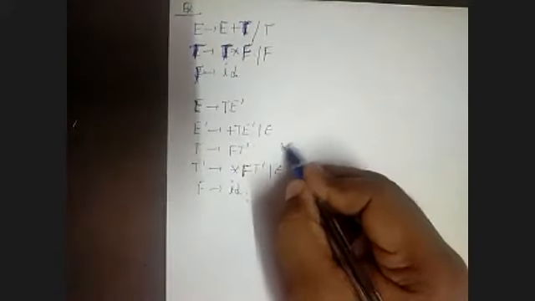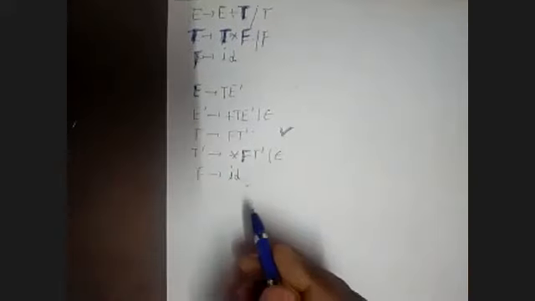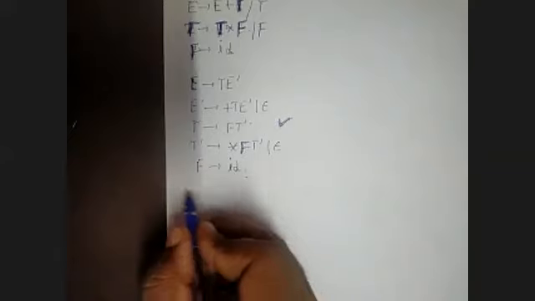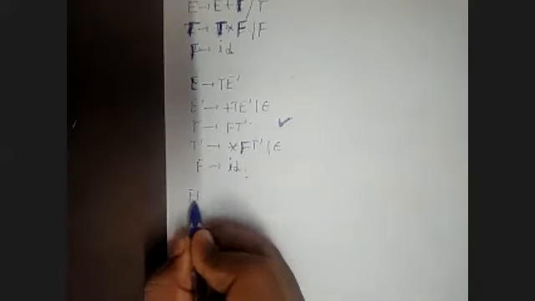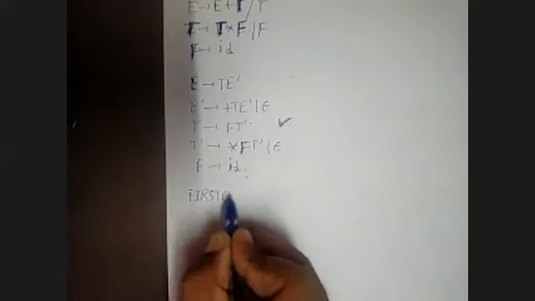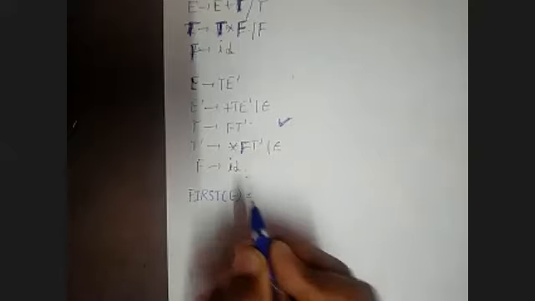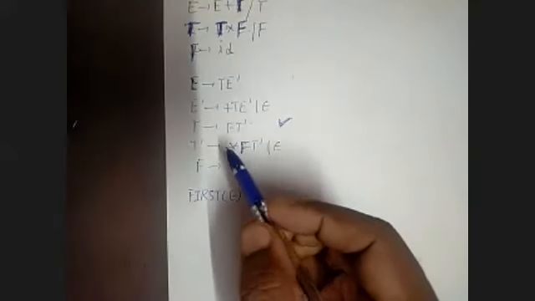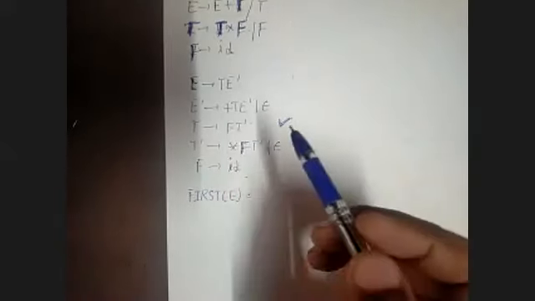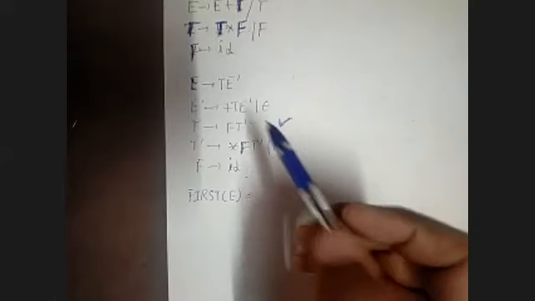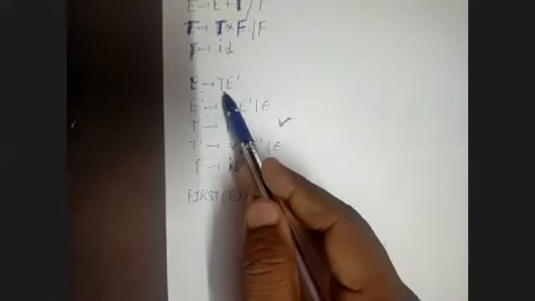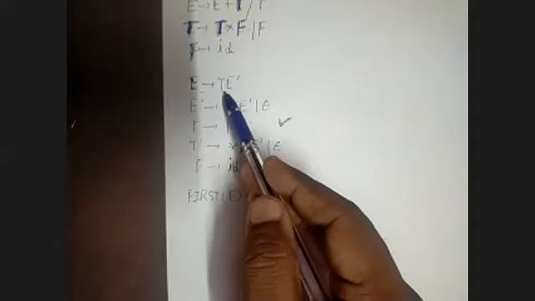Now this is the resultant production, so we find out the first with the help of these production rules. First we find out the first of E. In first of E, is there any terminal or non-terminal? You check it out. It is a non-terminal.